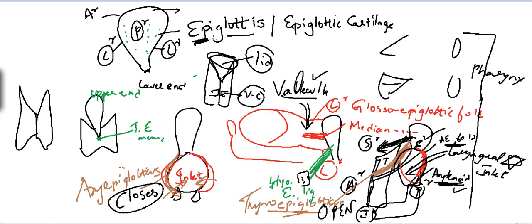So epiglottis is a leaf-like cartilage. It has a lower end which is narrow, attached to the inner surface of the thyroid angle, an upper end which is free, two lateral borders which are attached to arytenoid cartilages by aryepiglottic fold, one anterior surface facing the tongue and one posterior surface facing the pharynx.